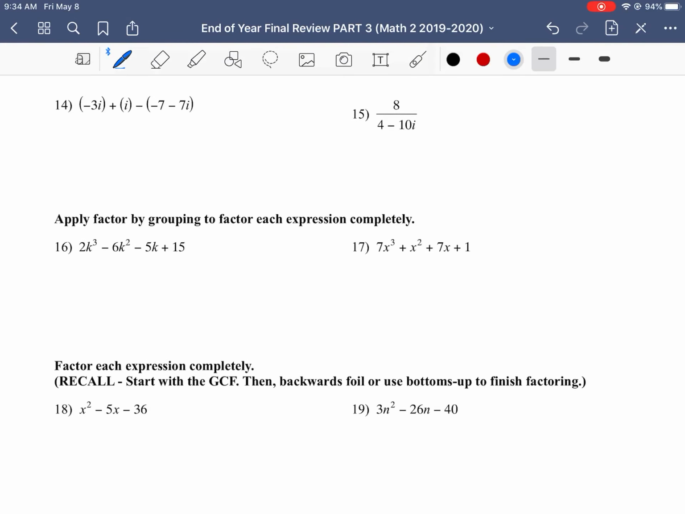Number 14. This one, notice, is just addition, subtraction. There's lots going on, it looks like there. But again, notice that's just addition. And this one is subtraction. So again, that's like a negative 1 that we need to take care of. Don't lose that negative. So this is like negative 3i plus i. Then we distribute that. That negative 1 times negative 7 is like plus 7. And negative 1 times negative 7i is like plus 7i. So really, by distributing that negative, we're just looking at something like this.